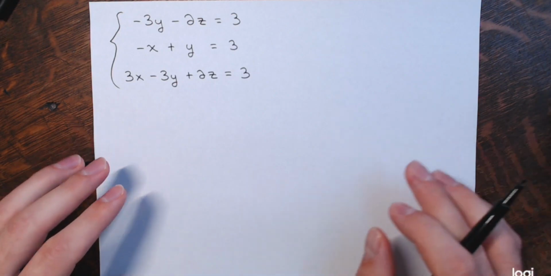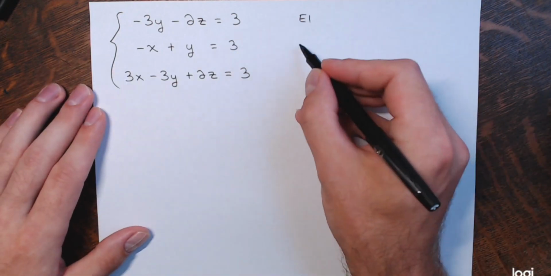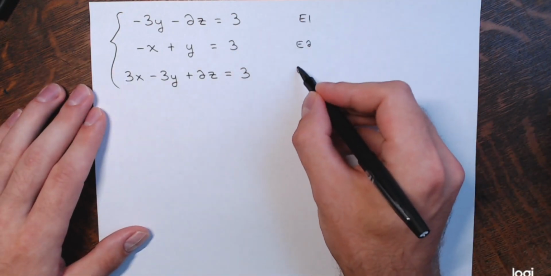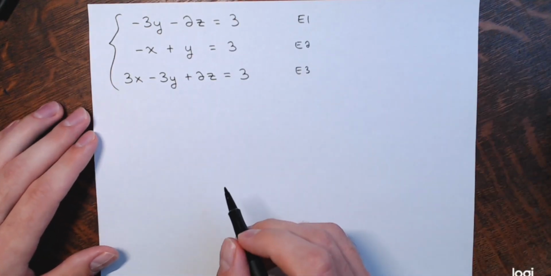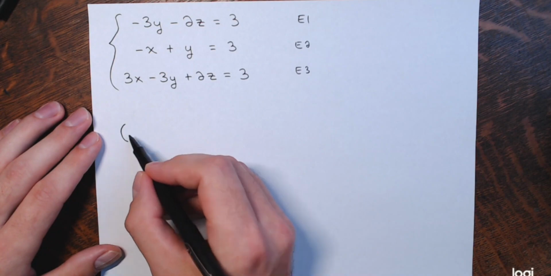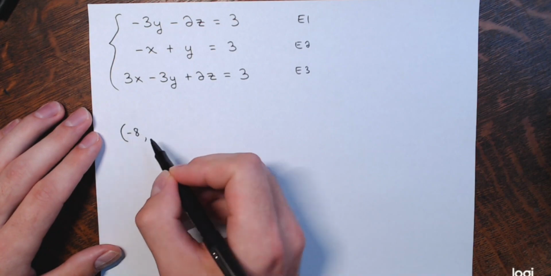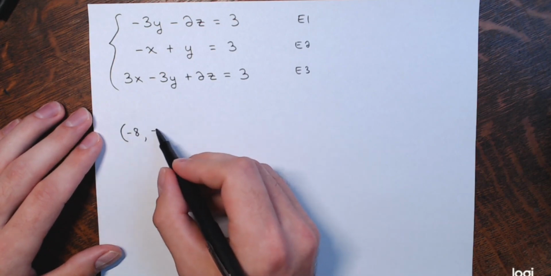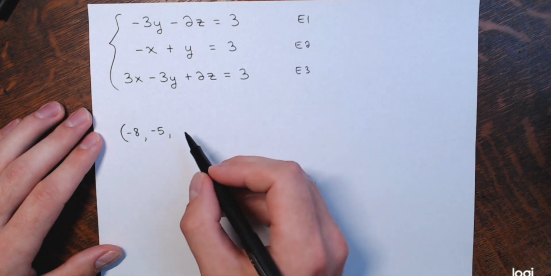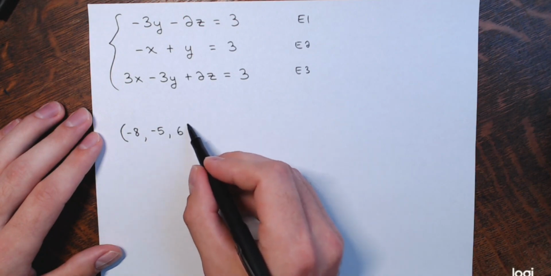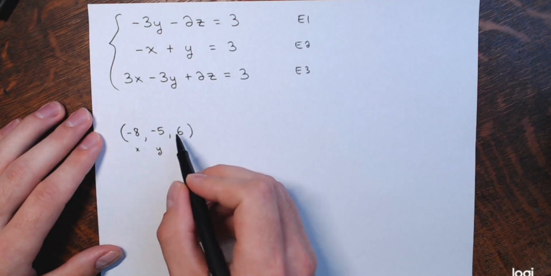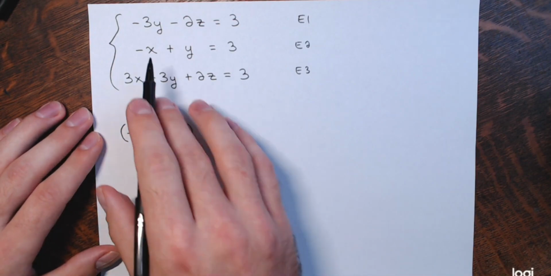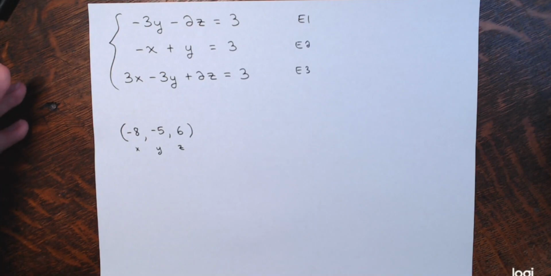Okay, so here again is the system they gave us: equation 1, equation 2, equation 3 from top to bottom. And the ordered triple we are given to test is -8 as the x coordinate, -5 as the y, and +6 as the z. Right? So I'm replacing x, y, and z with these three values respectively, and seeing if all three equations are made true or not.